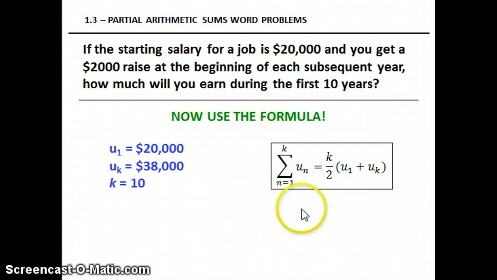In order to do that, we need to know k, which we said was 10, and we need to know our first term, 20,000, and now our last term, 38,000, which we just figured out. It's u sub 10. So go ahead and figure that out, plug all your information into the formula, and see what you get. Pause now.